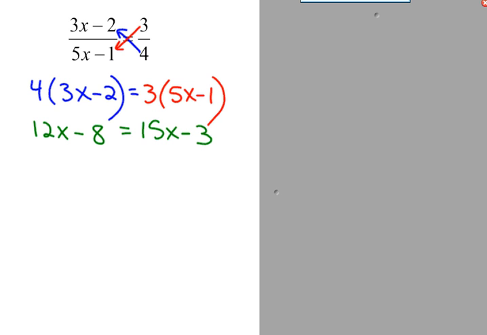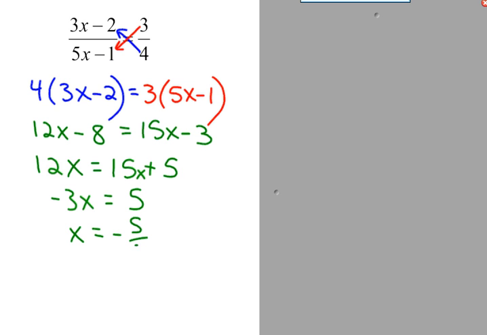So if we move the negative 8 to the other side, it becomes positive 8, and we combine it with the negative 3. Negative 3 plus 8 is positive 5. Got my x there. So next we subtract the 15x over to the other side, and 12x minus 15x is negative 3x equals 5. And the last thing we do is divide both sides by negative 3. So x equals negative 5/3.